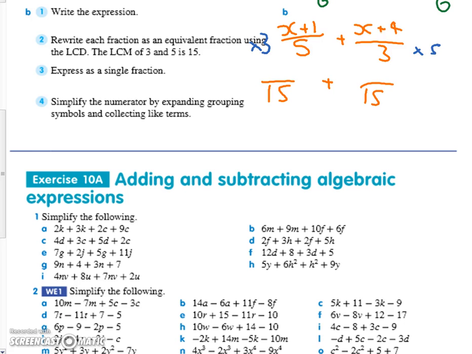You're going to have this now. Can you see what I've done? What have I done, Kirby? I've just put the 3 out the front, because that means 3 times everything in the bracket. You all happy with that? 3 times x plus 1. Is x plus 1 x, or is x plus 1 2x? It's x plus 1.